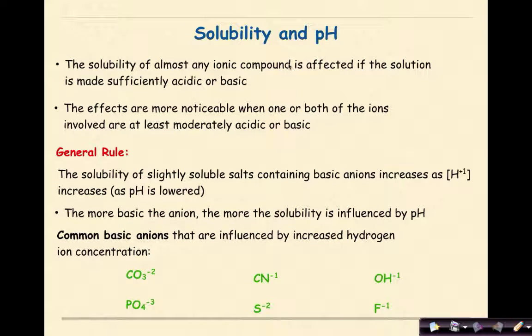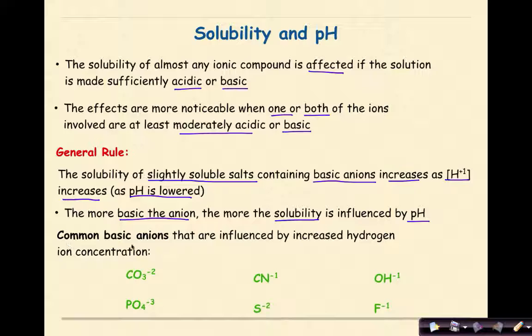Now let's talk about solubility and pH. The solubility of almost any ionic compound is affected if the solution is made sufficiently acidic or basic. The effects are most noticeable when one or both of the ions involved are at least moderately acidic or basic. Here's the general rule. The solubility of slightly soluble salts containing basic ions increases as the hydrogen ion concentration increases. In other words, as the pH is lowered. The more basic the ion, the more solubility is influenced by pH.